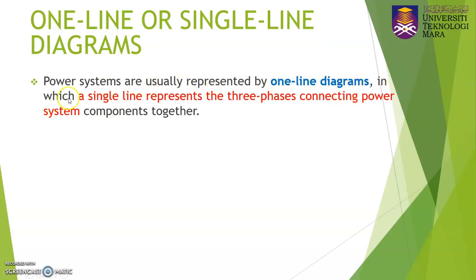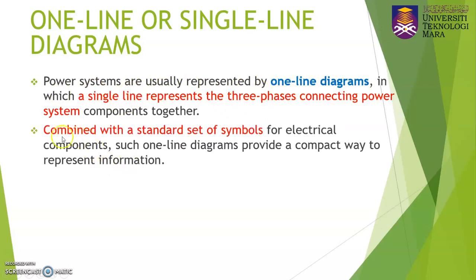Meaning that it is represented by a single line that represents the three-phase connecting the power system components together. Usually, a three-phase diagram will be more complicated, so we can represent the three-phase power system as a single line. The one-line diagram is a combination of the standard set of symbols for electrical components. The one-line diagram provides a compact way to represent the information.